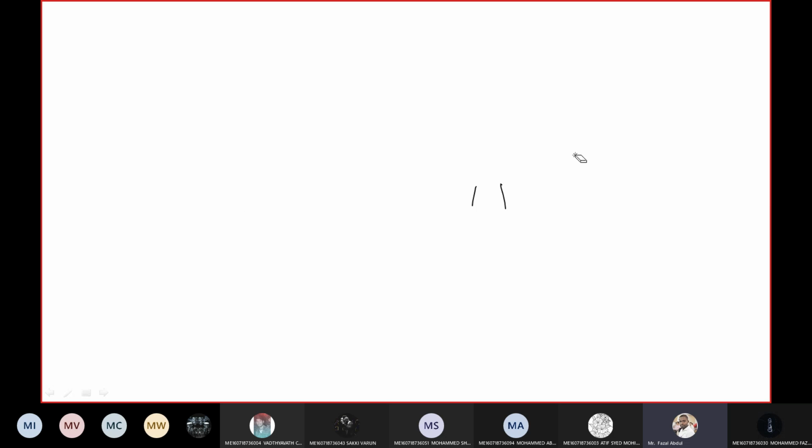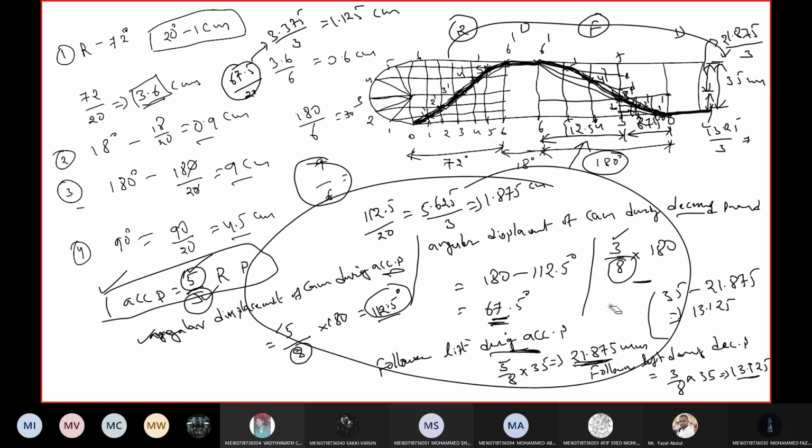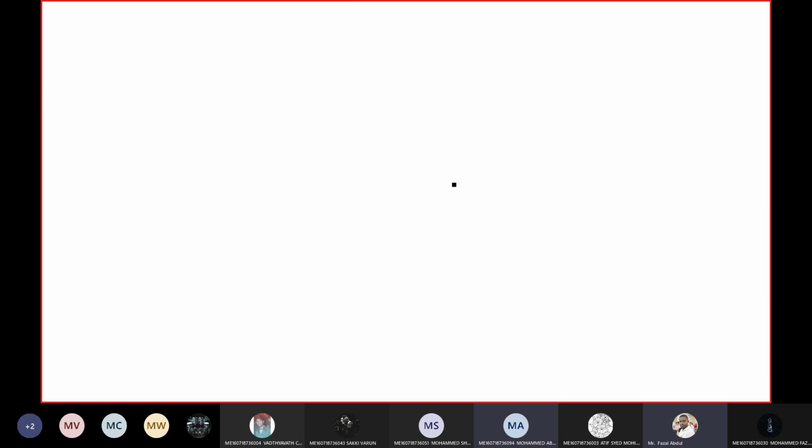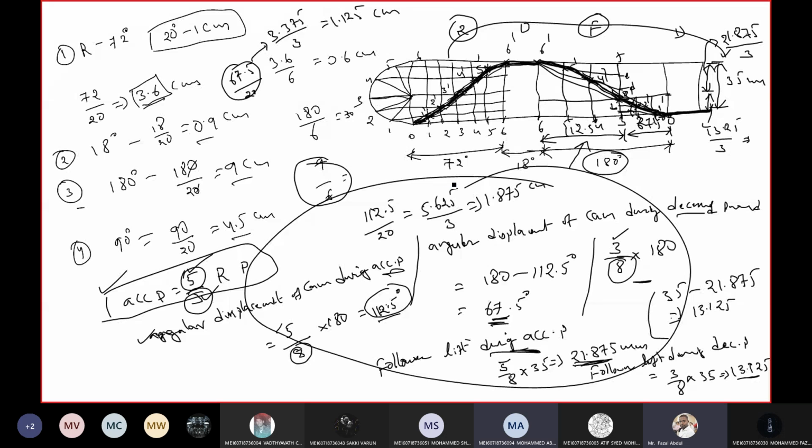Now, is it okay with the displacement diagram? If you don't have any doubt, we can move to the next, that is the cam profile. Is it okay? Yes, sir. Now I'm constructing the cam profile. So, what will happen to the dwell period of the simple harmonic motion diagram, sir?